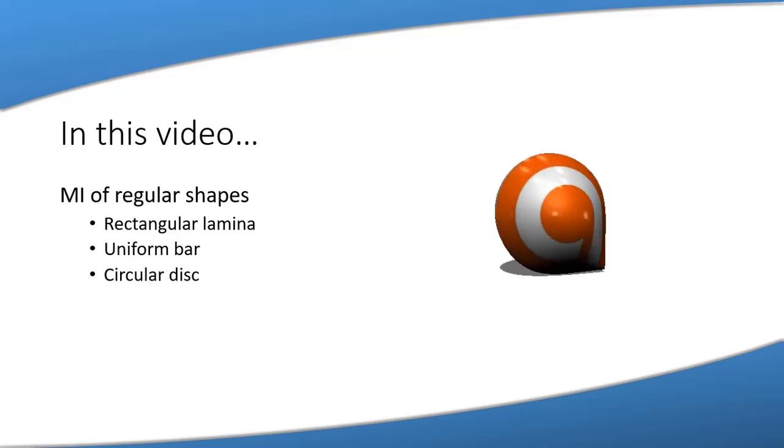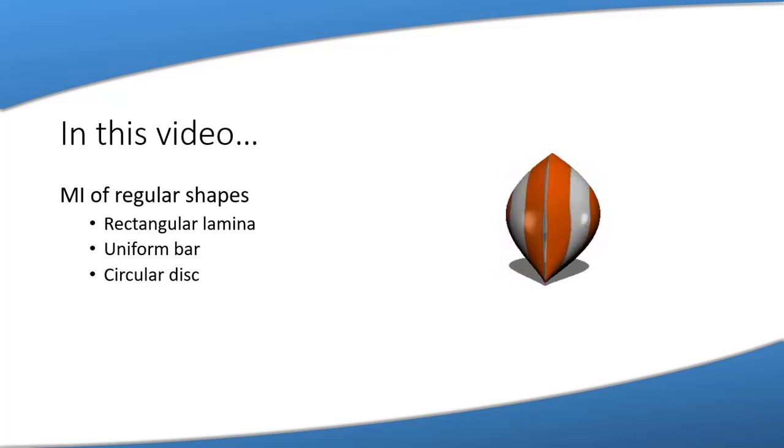So far, we have learned about moment of inertia and the theorems of moment of inertia. In this video, we will learn about moment of inertia of regular shapes. Particularly, we will learn about the moment of inertia of a rectangular lamina, of a uniform rectangular bar, and also a circular disc.